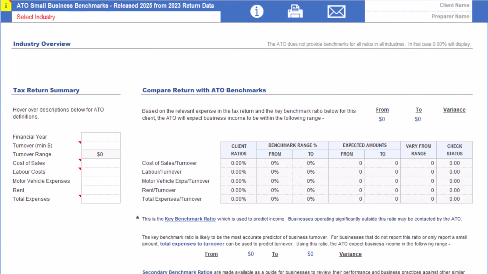On reviewing these accounts, Alex decides to run the figures against the ATO small business benchmarks. She inputs key figures to our benchmarks calculator to check that they are within ATO expectations before sending the return out for signature.